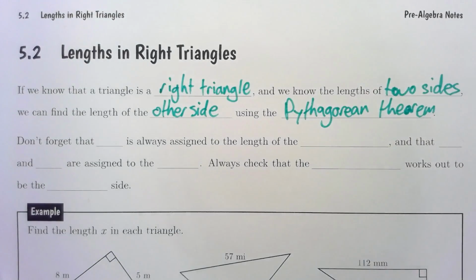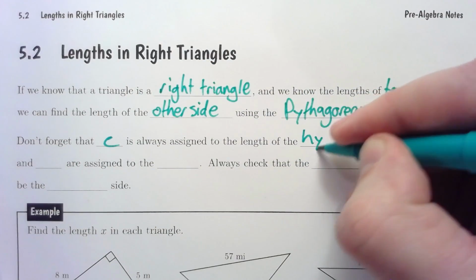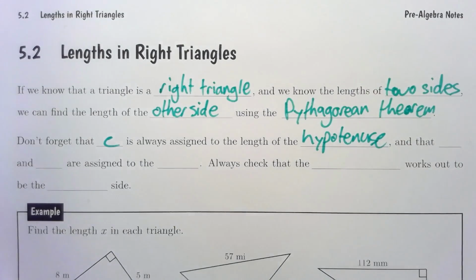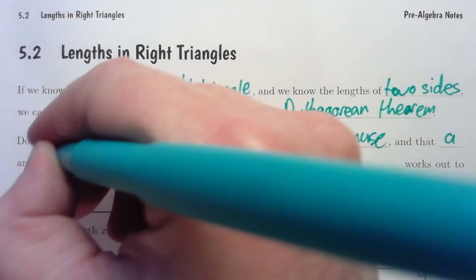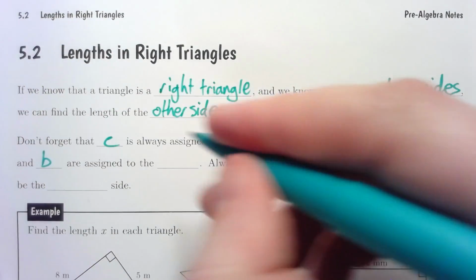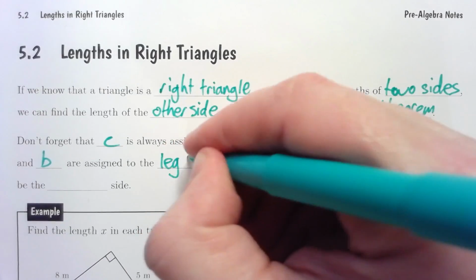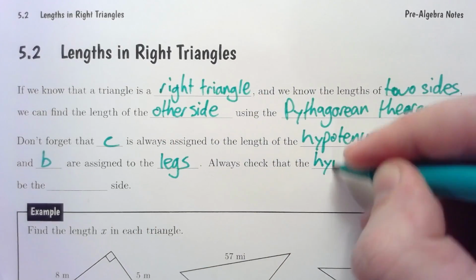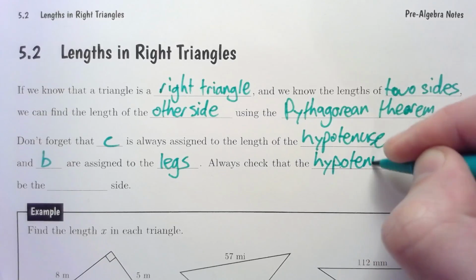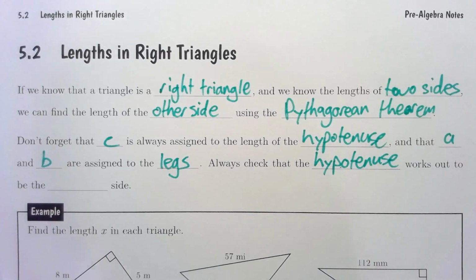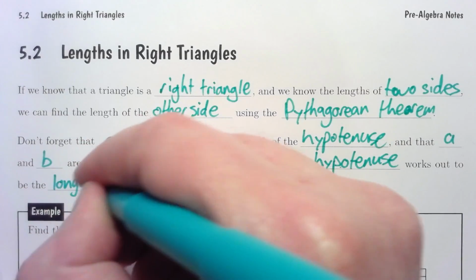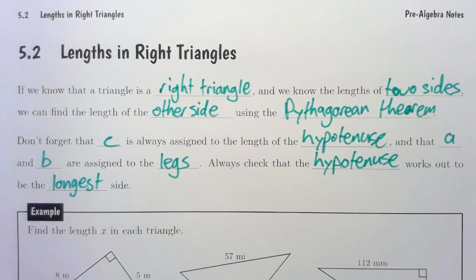Now, don't forget that C is always assigned to the length of the hypotenuse, and that A and B are assigned to the other two sides, called legs. We should always check after we've done our calculations that the hypotenuse really is the longer side, because if it doesn't work out that way, then we've made some sort of mistake along the line.